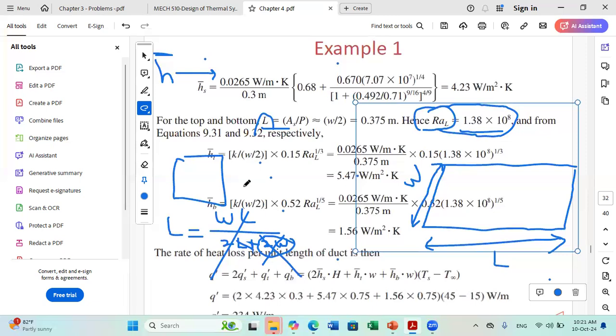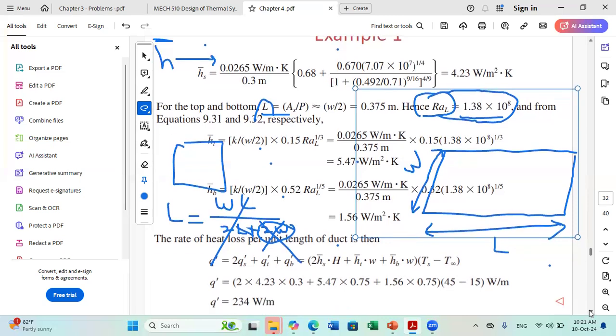As I told you, you have several possible formulas. Sometimes I give you a set of relations. More than one can be applicable. You can select any one that is applicable to your case. Okay. Now, once we are done with this step, we can calculate now the total heat loss. What is the total heat loss per unit length?